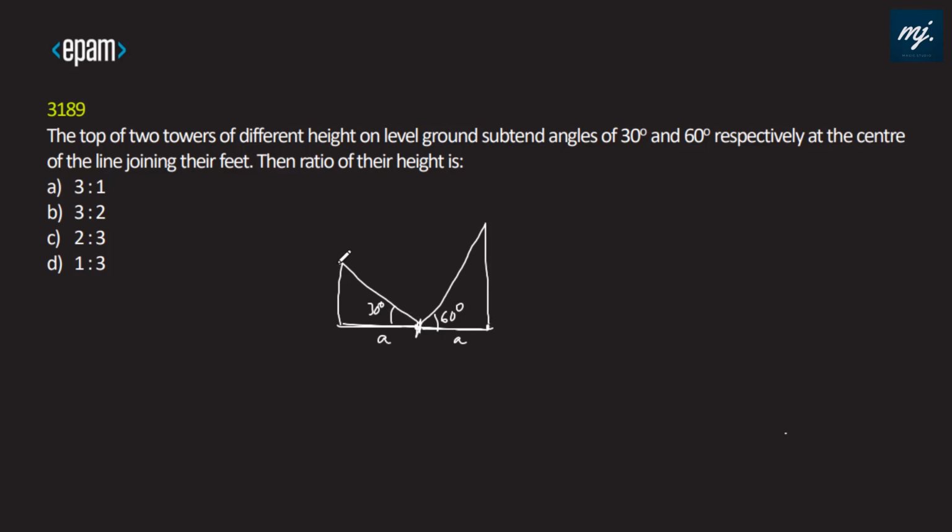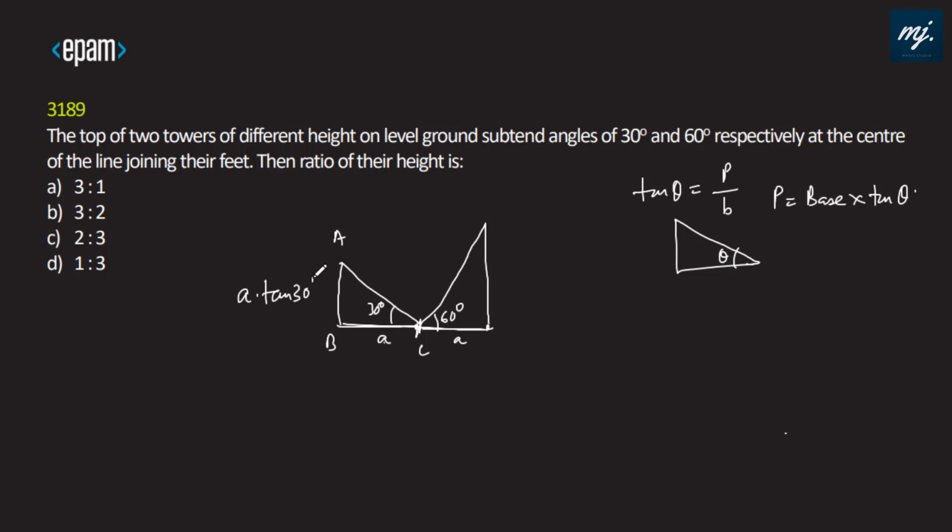let it be A. Now in this particular triangle, we know that tan theta, if in a right angle triangle the base angle is theta, is given by perpendicular by base. That means perpendicular equals base into tan theta. Now in this triangle ABC, the perpendicular AB should equal base into tan 30 degree, that is A tan 30 degree. And here in A'B'C', A'B' is the perpendicular, so this height would be base times tan 60 degree, that is A tan 60 degree.